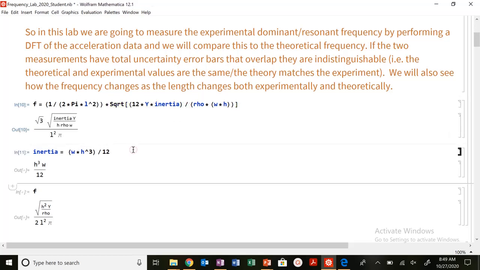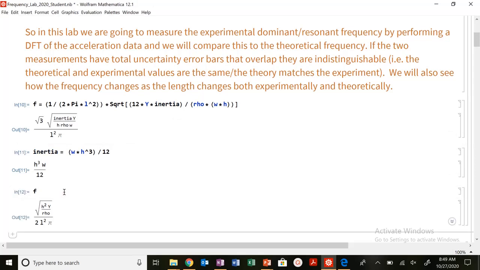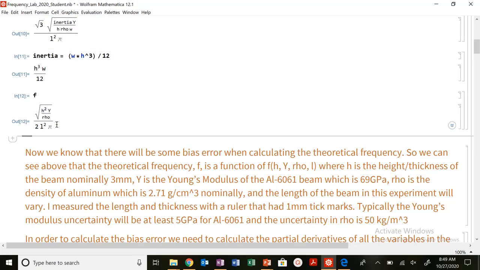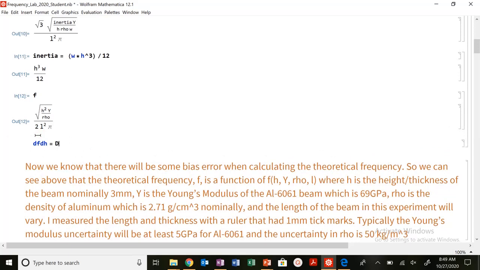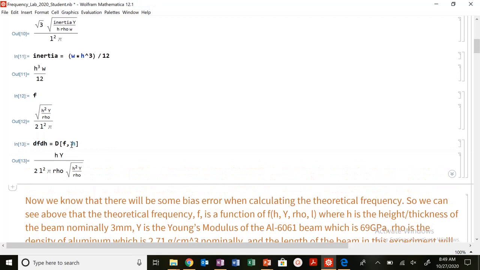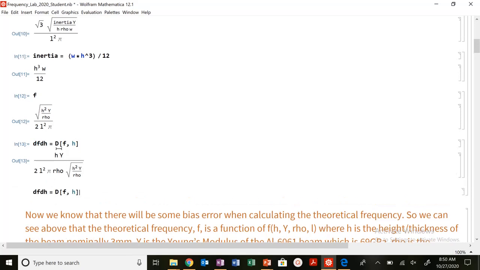So here, I'm going to plug in, and now I can see my equation reduces. So right now, I can already start to see, okay, my frequency is a function of the height of my beam, my Young's modulus, the density of my material, and the length. So I have 4 independent variables. So I might want to do df/dh, the derivative, start doing that, and then I could also divide that out later, but you might want to start doing this for my theoretical frequency, or my bias error for theoretical.